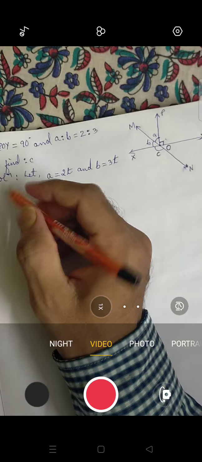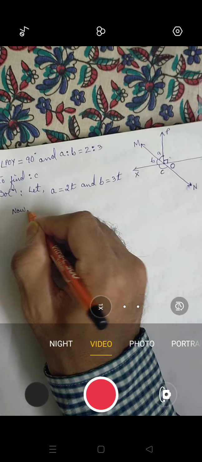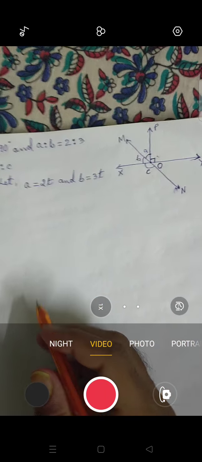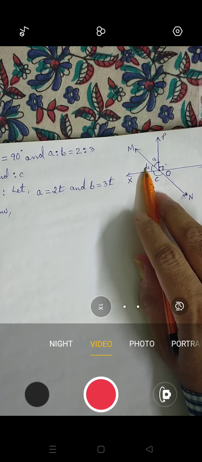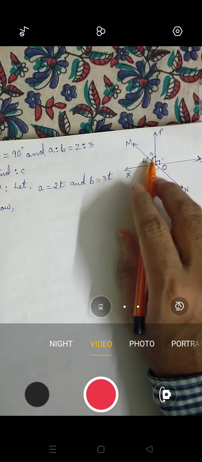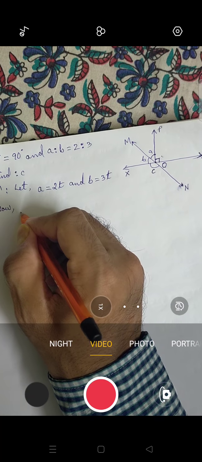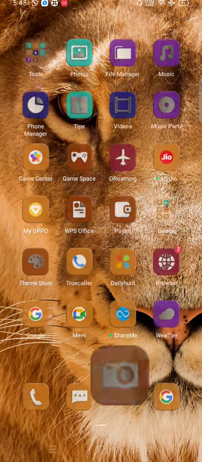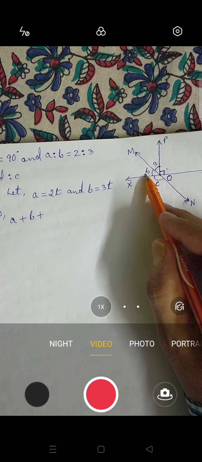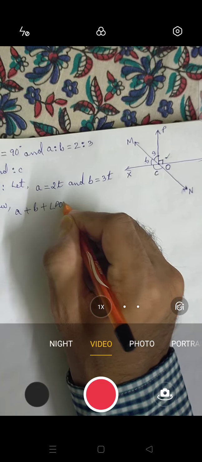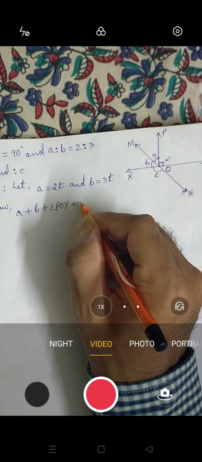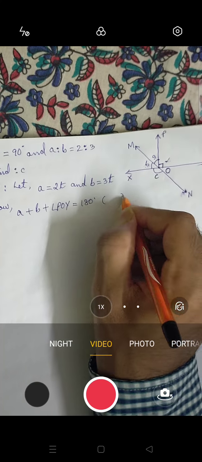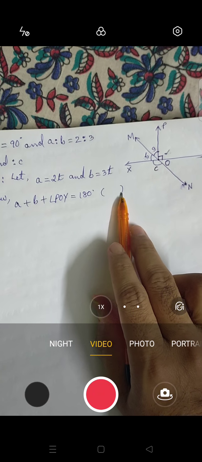Now can I say that this plus this equals to 180 degree? That means this is A plus B. A is this, B is this. Now this angle is POY. So angle A plus B plus angle POY equals to 180 degree. And the reason will be, you will write, reason will be straight angle.